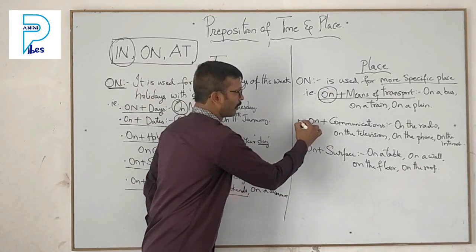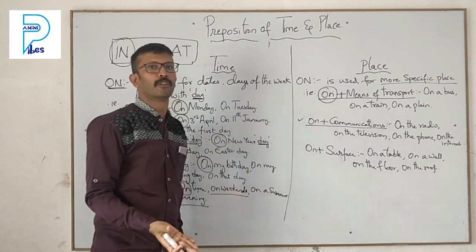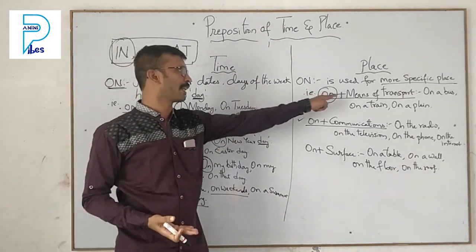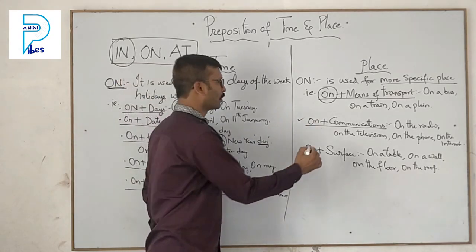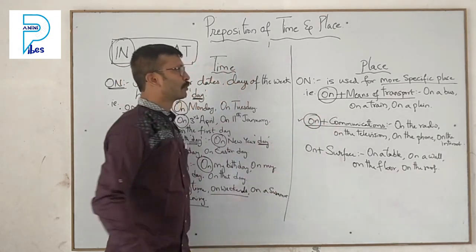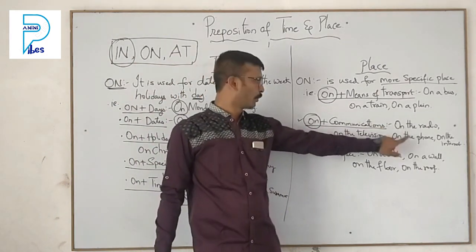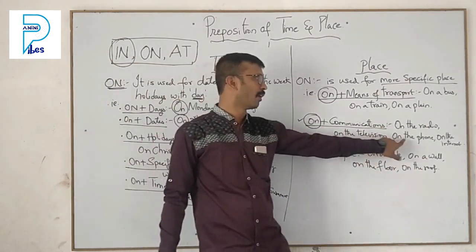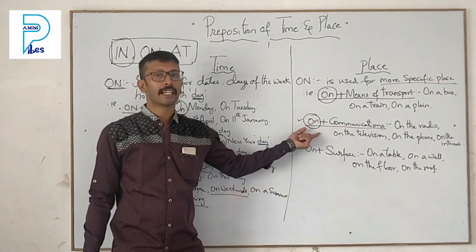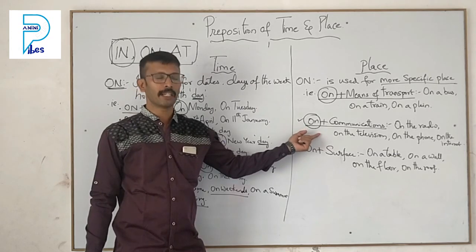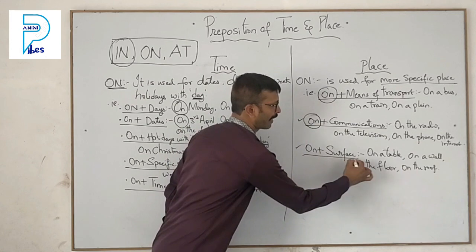So उसी तरह on plus communication. हम लोग अगर communication, जो भी the means of communication है, जैसे means of transport की तरह उसी तरह means of communication है, उसको भी हम लोग we use on as a preposition of place. Like I am on the radio, on the television, on the phone, on the internet. Like generally on के बदले in ज़्यादातर use करते हैं, जो कि गलत है. So let us see another one. On plus surfaces.